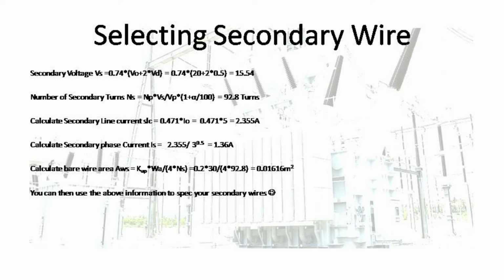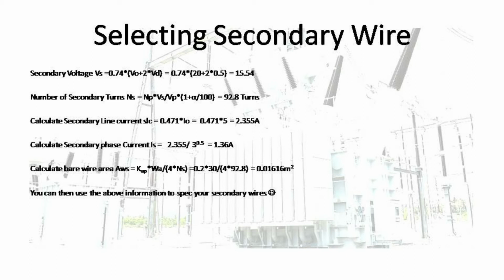So with secondary voltage, now continue on to the secondary voltage formula. You have 0.74 times V, the output voltage, plus 2 times your diode voltage drop. You plug in all those numbers, it should equate to 15.54 volts. Now you need that secondary voltage to get your number of secondary turns, which is similar to your primary turns, but the formula is quite different because it is based on your primary turns and your primary voltage. So your formula is your number of primary turns times your secondary voltage over your primary voltage, times 1 plus regulation percentage over 100, which in turn equals 92.8 turns.